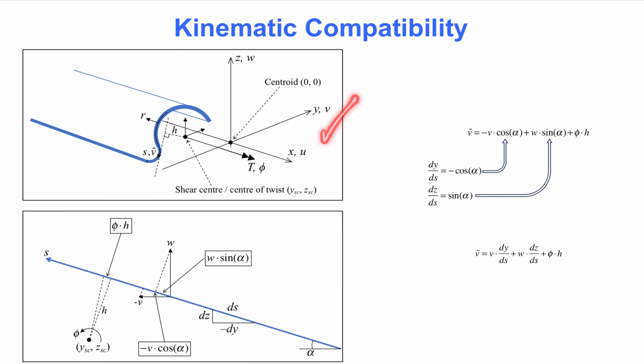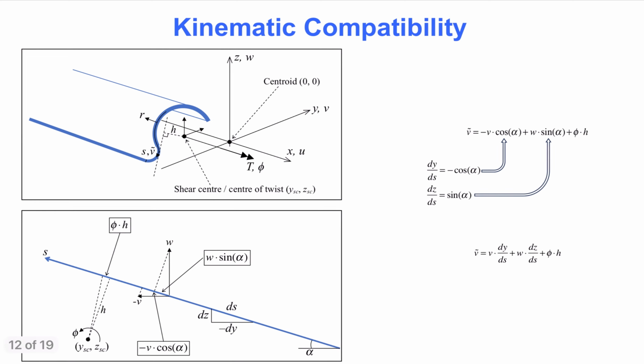Notice that the y and z axes originate at the centroid of the cross-section and that the shear center coordinates ysc and zsc are unknown, for now. As a fundamental kinematics postulation, it is assumed that the cross-section retains its shape. This implies that the displacement in the s direction, labeled v tilde, is this expression. Notice that v and w are the displacements of the cross-section and that alpha is the angle between the s-axis and the y-axis. The contributions to this expression are illustrated in the bottom figure on the left-hand side.